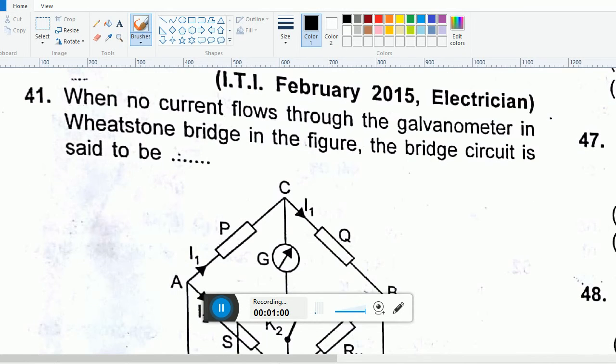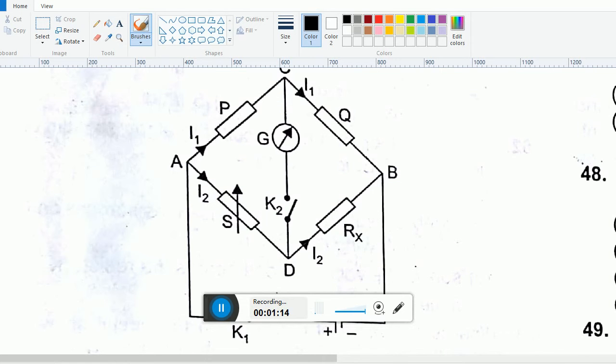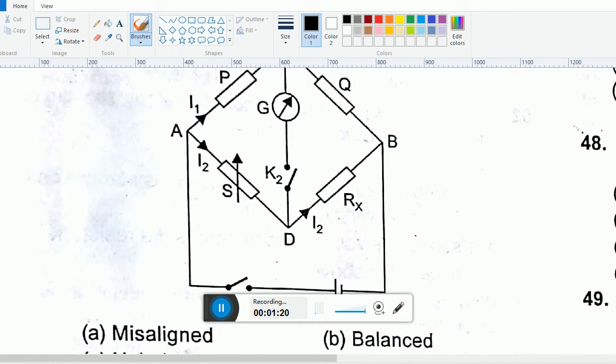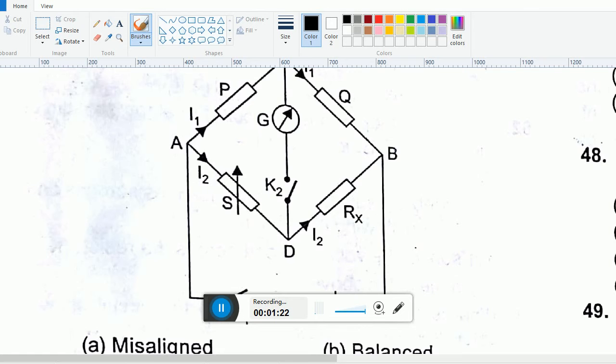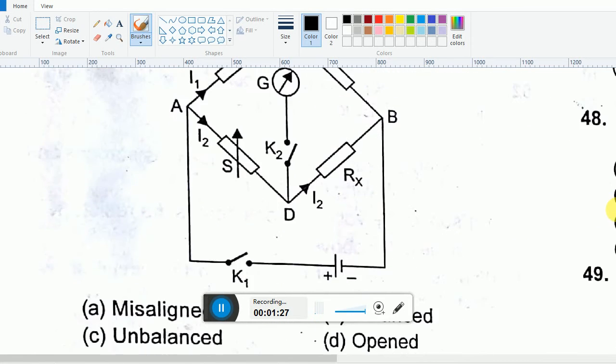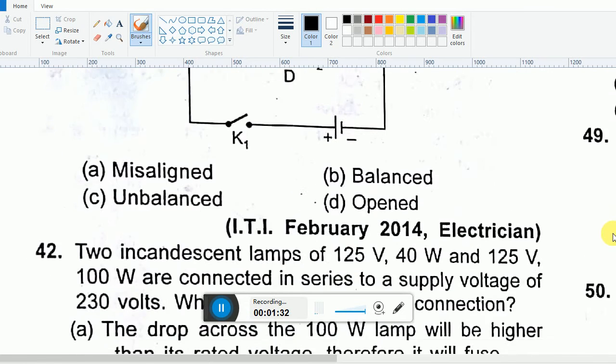When no current flows through the galvanometer in the Wheatstone bridge, the bridge circuit is said to be what? The answer is balanced. When no current flows through the galvanometer in the Wheatstone bridge, the bridge circuit is said to be balanced.